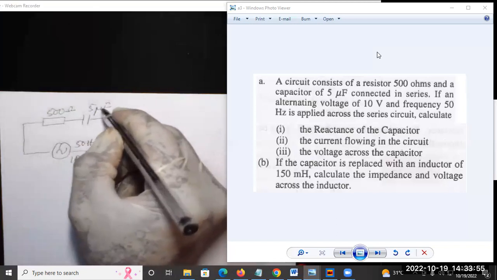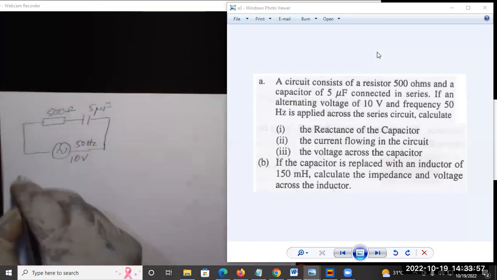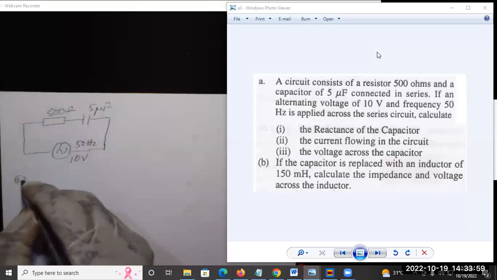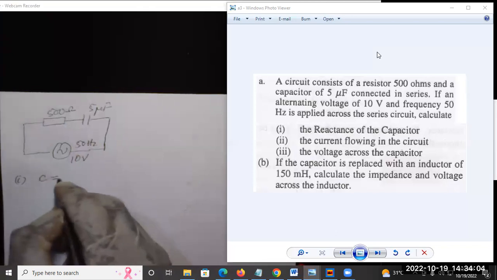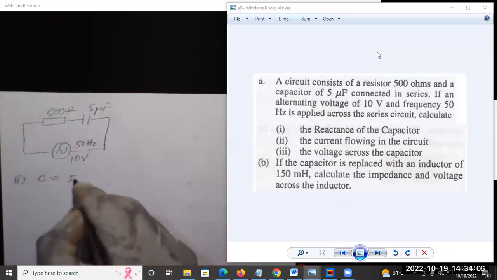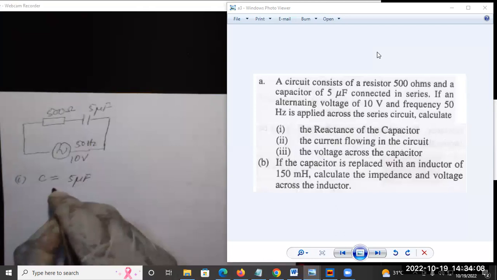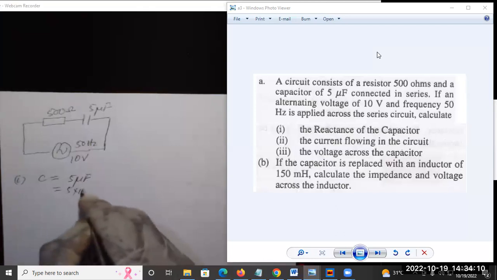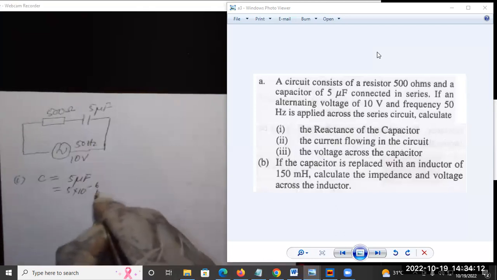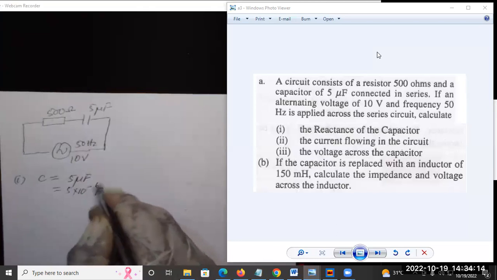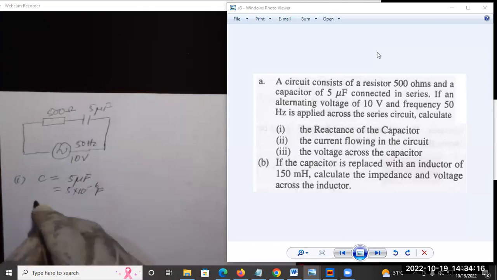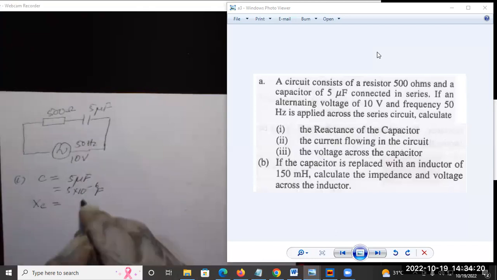The first question asks here for us to find the reactance of the capacitor. The capacitance of the capacitor is given as 5 microfarad, the same thing as 5 times 10 raised to the power minus 6 farad in the SI unit. So the capacitive reactance will be given by XC, which is 1 over 2 pi, the frequency times the capacitance.